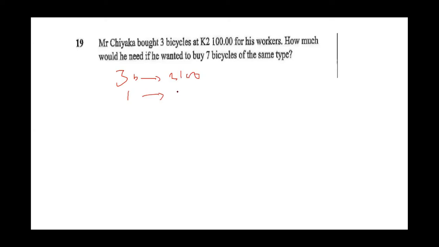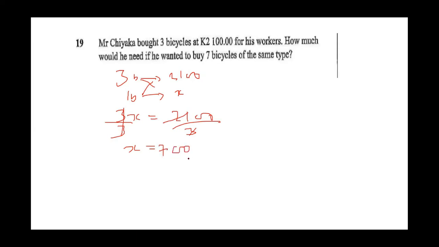You have to know the price for 1 bicycle. 1 bicycle will be equal to x. You cross multiply this one, we are going to have 3x equal to 2100, which is 2100 kwacha. So we divide this one by 3, and we also divide this one by 3. So those will go there. So x here will simply be equal to 1, then here it's 7. So this one will be 700 kwacha.